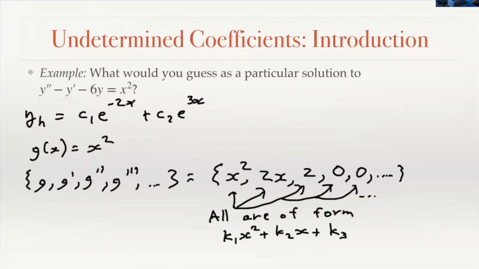For x squared, the coefficients are 1, 0, 0. For 2x, the coefficients are 0, 2, 0. For 2, the coefficients are 0, 0, 2. And then for everything else, it's 0, 0, 0. So all of these are a linear combination of these three functions. So we would guess a yp of this form.